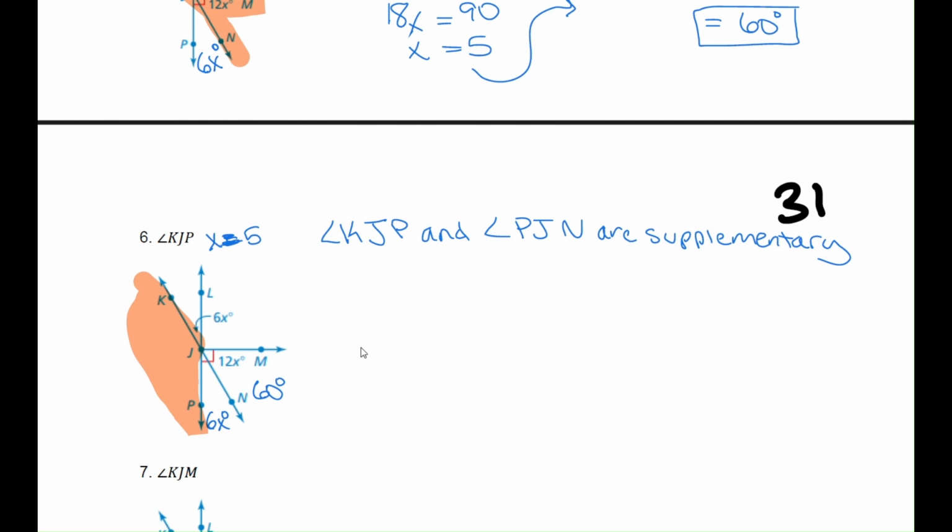If I know x is 5, then 6 times x degrees, my angle PJN, is 6 times 5, so PJN has to be 30 degrees. I'm going to use the fact that I just wrote down. Angle KJP plus my angle PJN, which I just found was 30 degrees, together they're going to make a line, 180 degrees. So that tells me that angle KJP has to be 150 degrees.